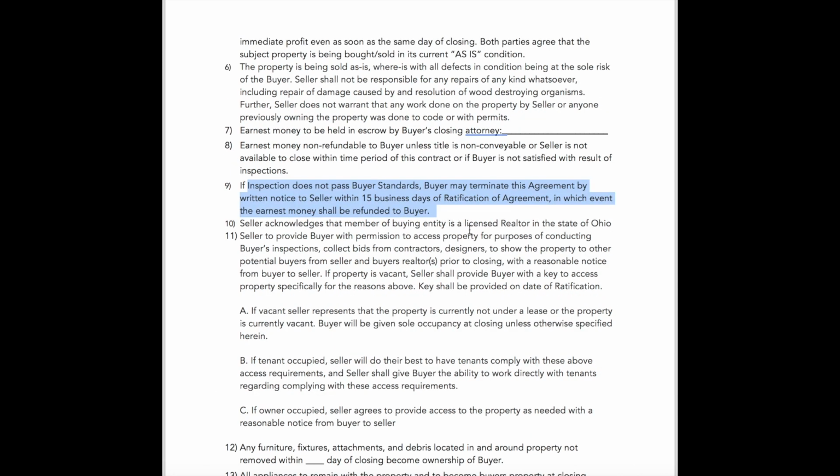Here's your inspection contingency. So if inspection does not pass buyer standards, buyer may terminate this agreement by written notice to seller within 15 days of ratification of this agreement, in which the earnest money shall be refunded to the buyer. So what that means is from the day you go into contract to purchase the property, you have 15 days to do your inspection on the property. So you send your inspectors out to the property, you send your contractors out to the property. If you're wholesaling this deal, you can send your buyers out to the property and make sure that the property's in the condition that you thought it was in and in the condition that it needs to be in to be able to afford to pay the price that you agreed to pay.